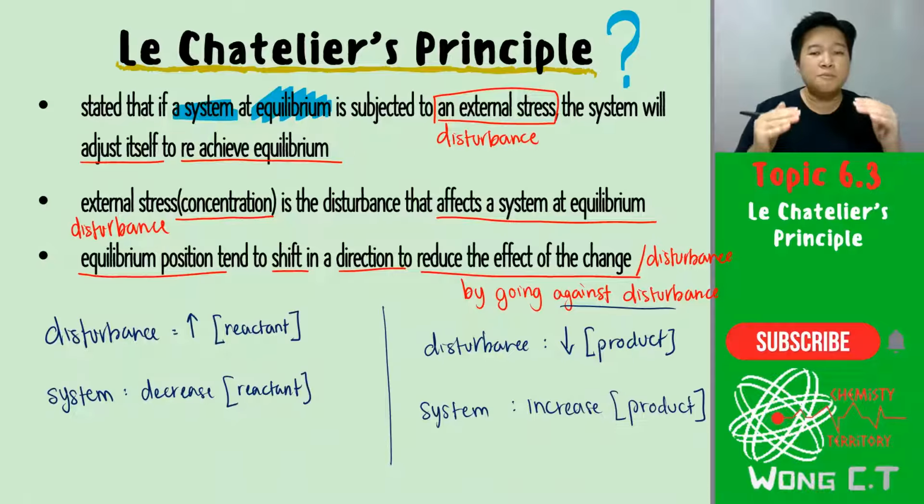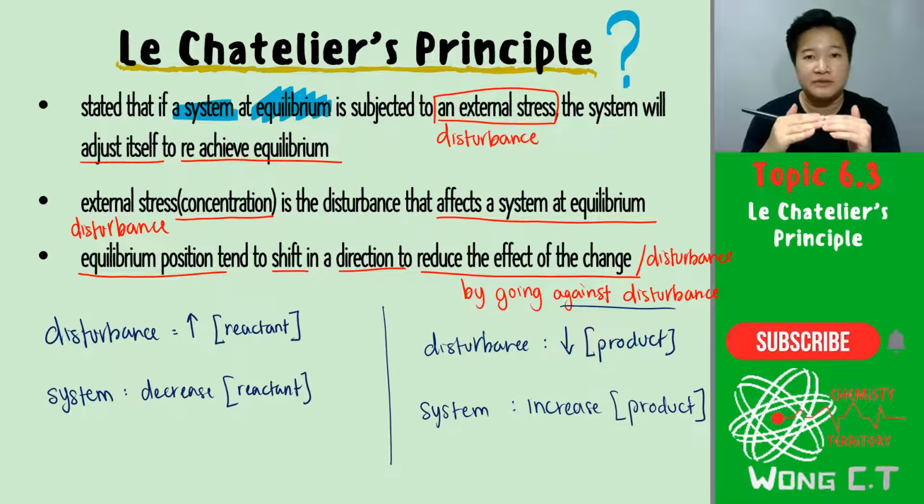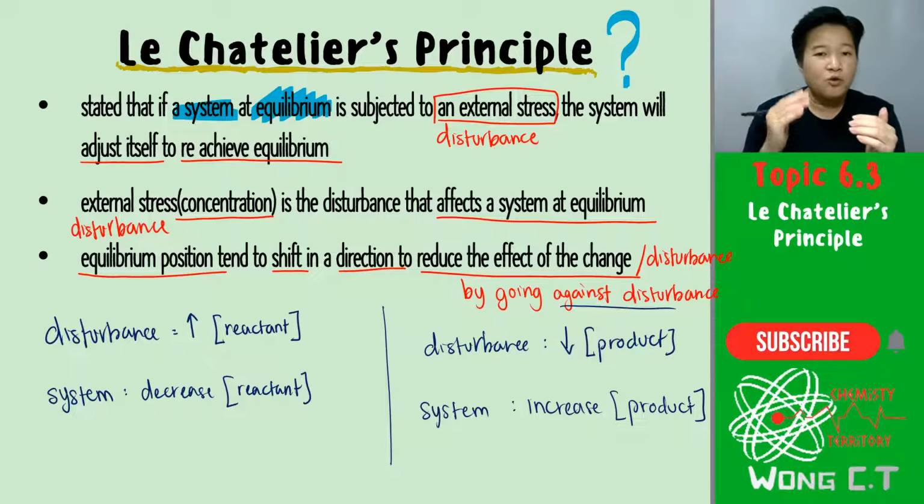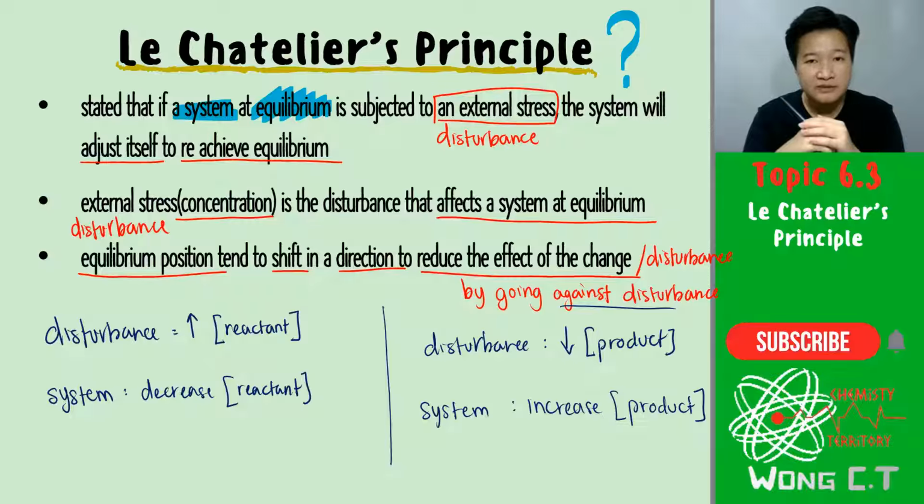We are going to maintain the equilibrium and re-achieve it by going against the external stress or disturbance. We want to make sure our system is at equilibrium no matter what kind of disturbance we have. At the end of the day, the only thing the system will do is maintain the equilibrium. Whatever your disturbance is, the system will go against it. It's as simple as that.